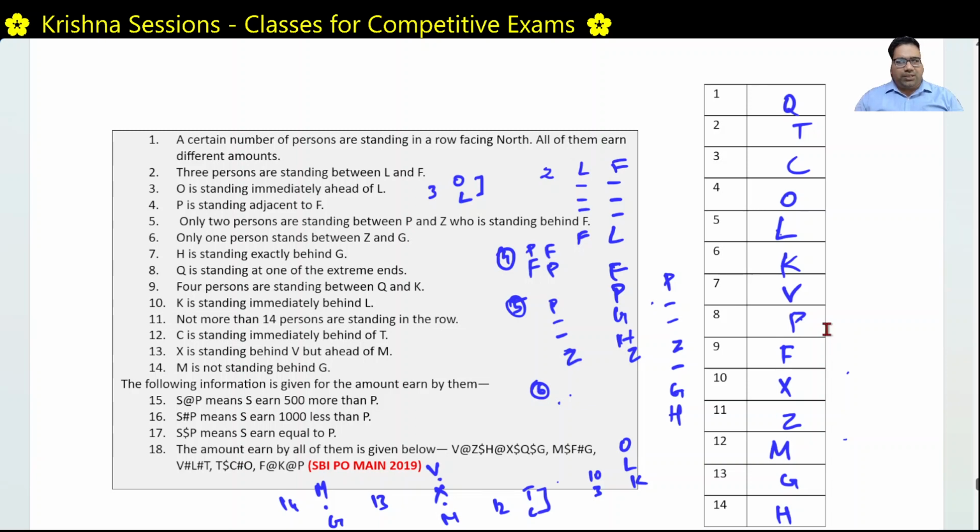If P is below F, what does that mean? It has to be above F. When P is above F, we are able to accommodate all the remaining. So we are able to solve this problem. This is the first part of the problem.